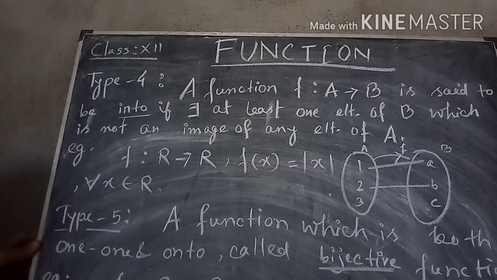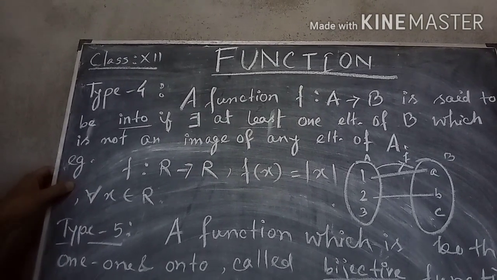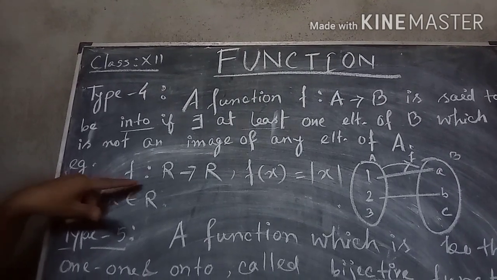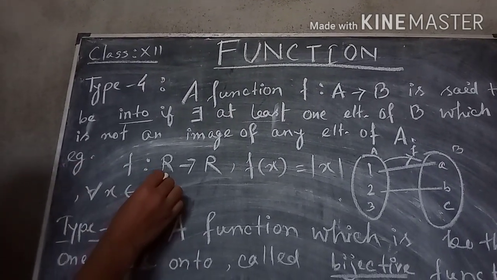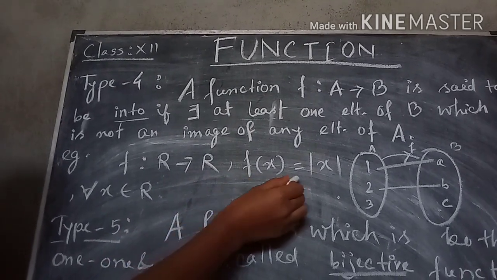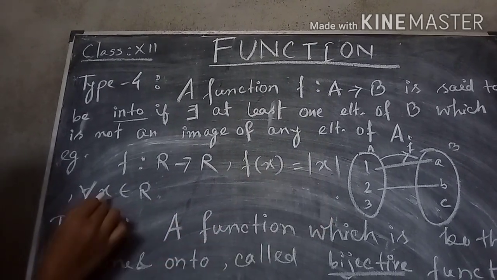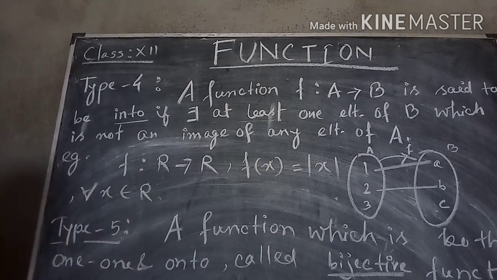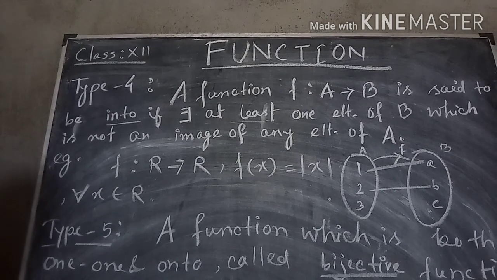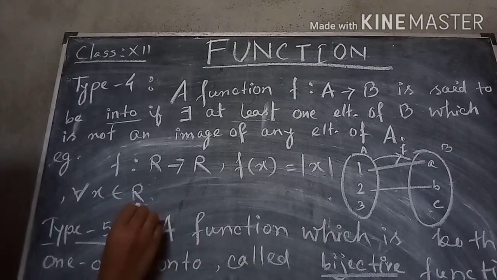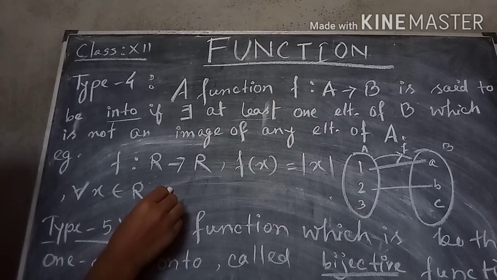This is the definition. I am giving another example too. Let us take a function f from R to R, that means set of real numbers to set of real numbers, and it is defined as f of x equal to modulus of x for all x belonging to the set of real numbers. This function is also an example of into function. You can make a figure like this. This is very obvious. This is an into function.